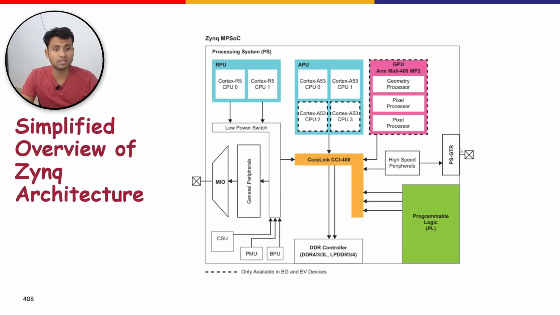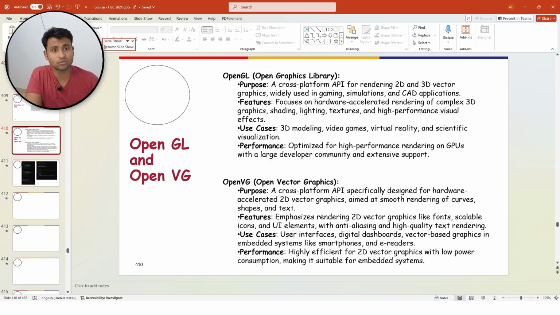So further, the Zynq MPSoC devices in the EG and EV families contain the ARM Mali-400 MP2 GPU, and the GPU is capable of accelerating both 2D and 3D graphics and includes a geometry processor and two pixel processors. So this GPU supports the OpenGL and OpenVG APIs, allowing the APU to offload graphic processing tasks to the GPU. So let's quickly discuss the OpenGL and OpenVG libraries, because it's one of the use cases of the GPU processor which is available.